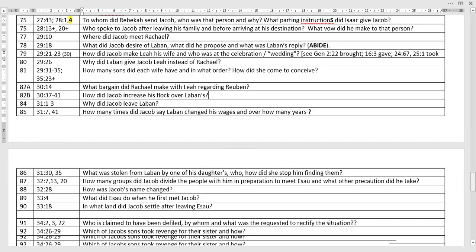So question 84. Why did Jacob leave Laban? Let me read it. It's chapter 31, verses 1 to 3. And he heard the words of Laban's sons, saying, Jacob hath taken away all that was our father's, and of that which was our father's hath he gotten all this glory.